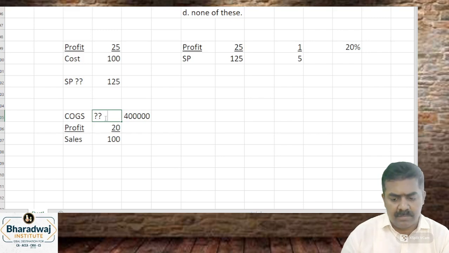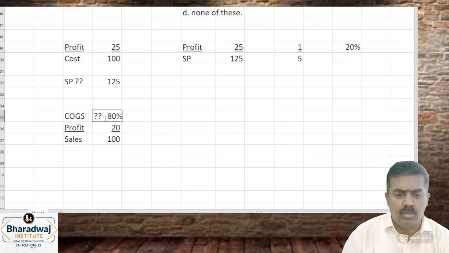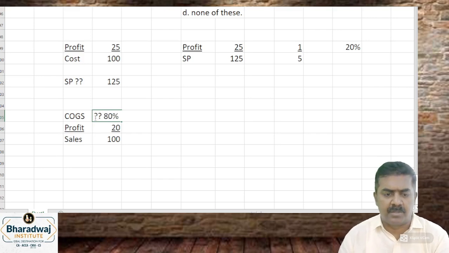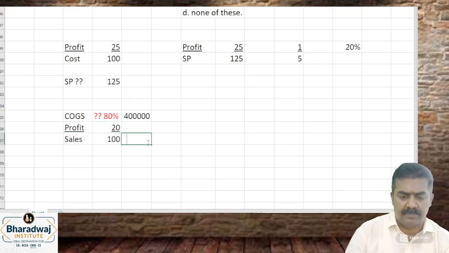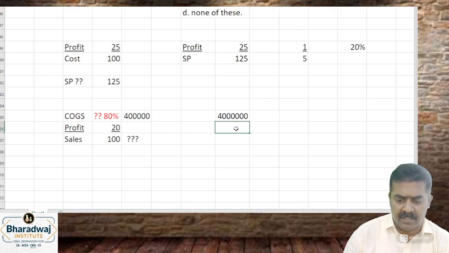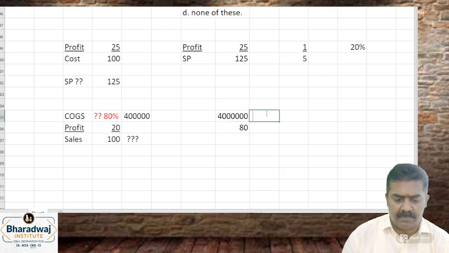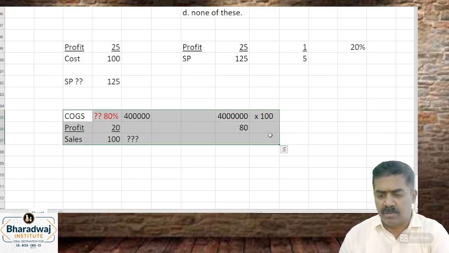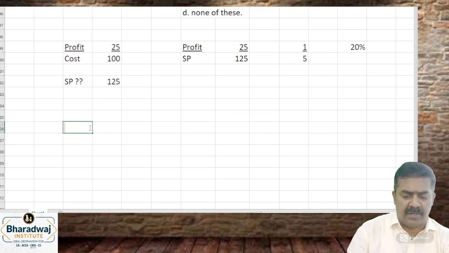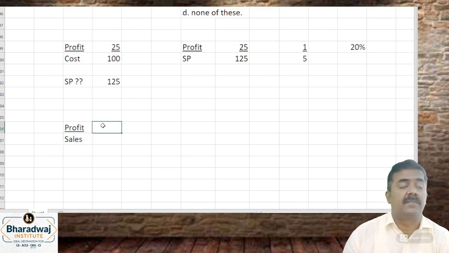Clear? Very simple. If you sell for 100 rupees and the profit is 20 rupees, how much balance will there be? 80 rupees will be nothing but cost. When 80% is 4 lakhs, they ask what is sales. Cross multiply, very simple. 4 lakhs is 80%, so what is 100? You can do it this way, or you can convert and do it. Very simple. Wait. What is the profit on sales given?